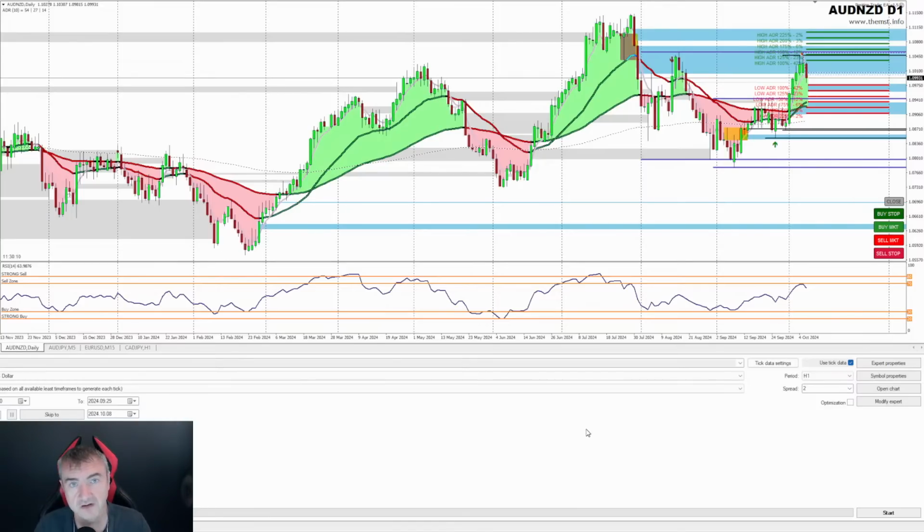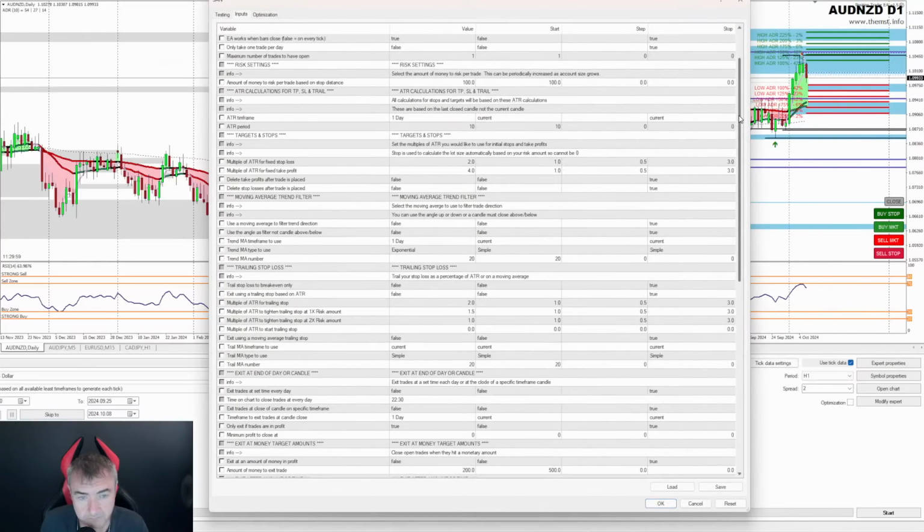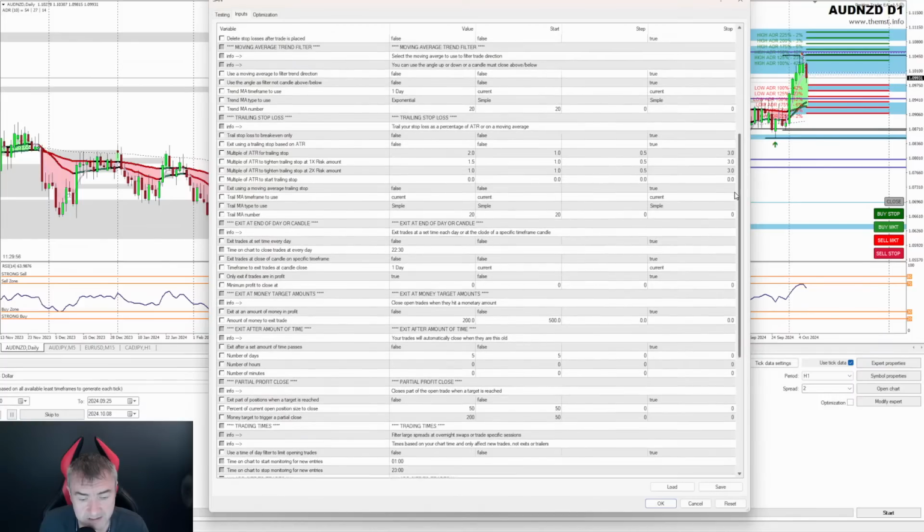Recoding it for the EA is going to take forever. So I've basically just imported the indicator. So I can only test it because I've got the indicator in here. So basically what the propulsion gap indicator strategy does is exactly what you sent me.